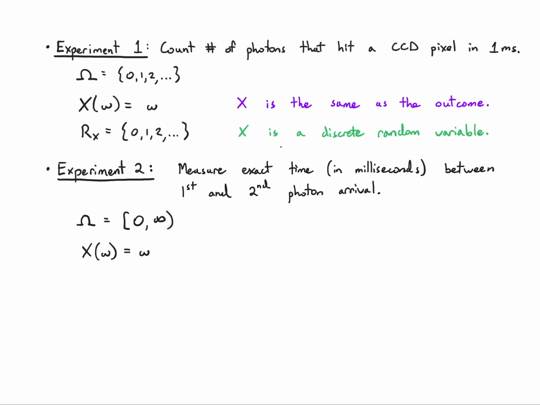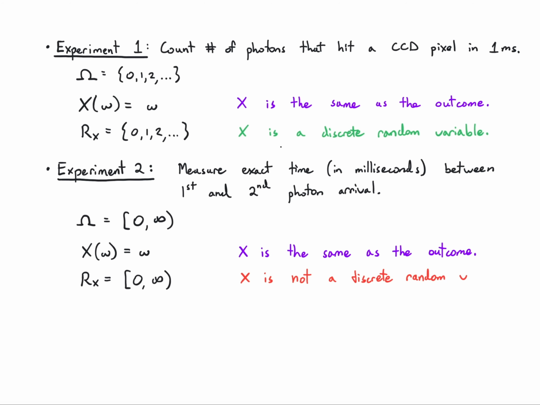And again, my random variable is just omega, and the range is the same as the sample space. So x is the same as the outcome here. I had an experiment, and I just decided that the random variable is the same as the outcome. But it's not a discrete random variable, because it comes from this continuum of uncountable outcomes. This is outside of our scope for now. We're going to see how to deal with these kinds of random variables in the next chapter or unit. So for now, we're just going to set this aside.